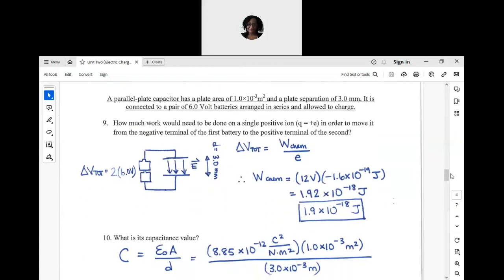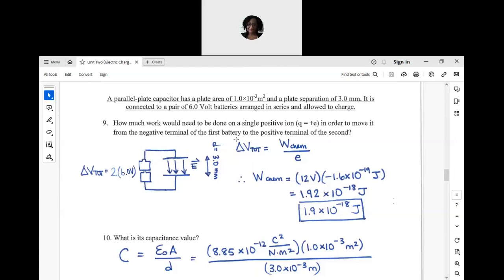Next, we have a parallel plate capacitor with plates of a given area, and a separation that is also known. It's connected to two 6-volt batteries in series, so the potential difference from the bottom terminal of the lower battery to the upper terminal of the upper battery is going to be 12 volts, so 2 times 6 volts. And if the positive terminals are oriented upward, that tells me that the electric field inside this capacitor is going to be pointing down, just by tracing the path that positive charges would take.